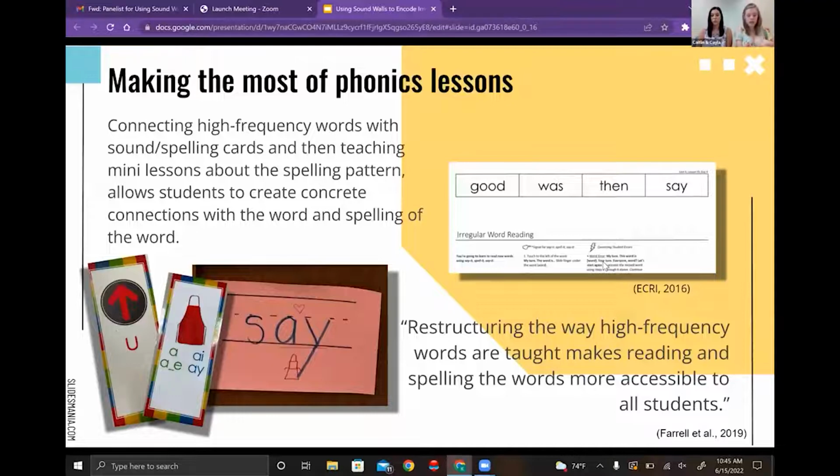However, one thing that I want to keep reiterating is the fact that some of these irregularly spelled sounds in kindergarten are not that way in first grade. They're going to learn, explicitly be taught that those are some different spelling patterns that we have for the A sound, the long A sound. So irregular words can change. Heart words can no longer be heart words. They can change into more phonetic words. So restructuring the way high frequency words are taught makes reading and spelling more accessible to all students.